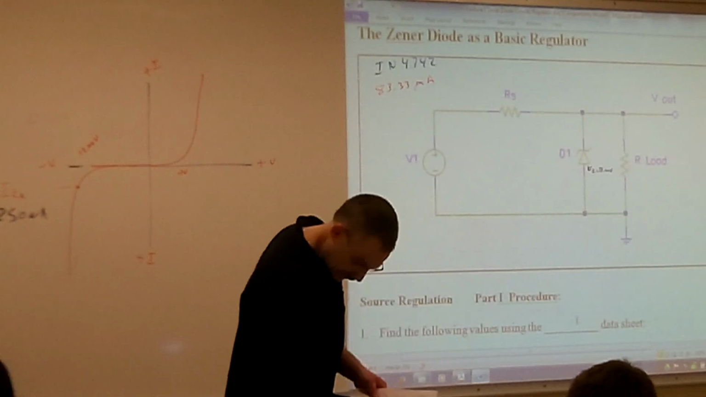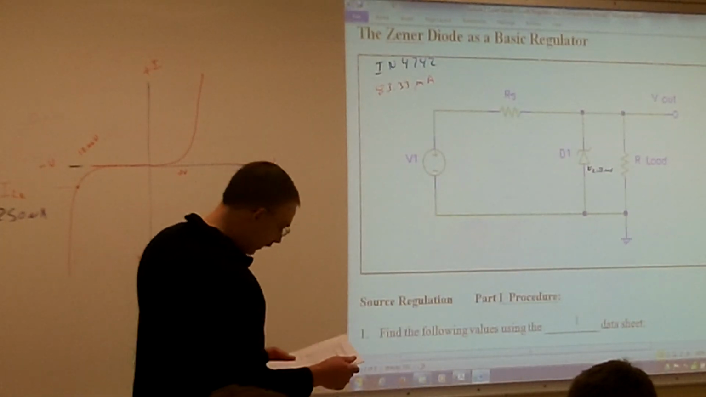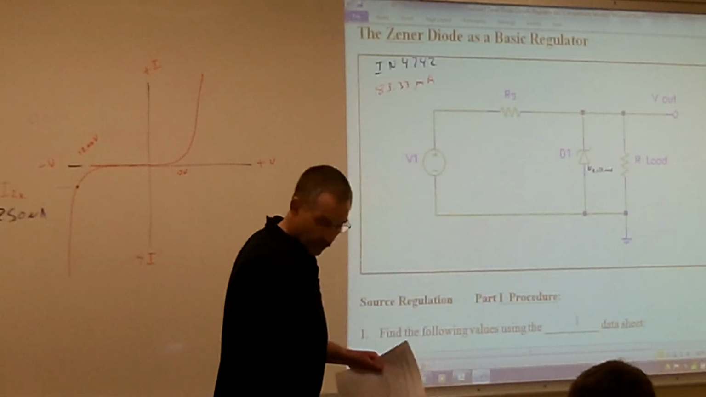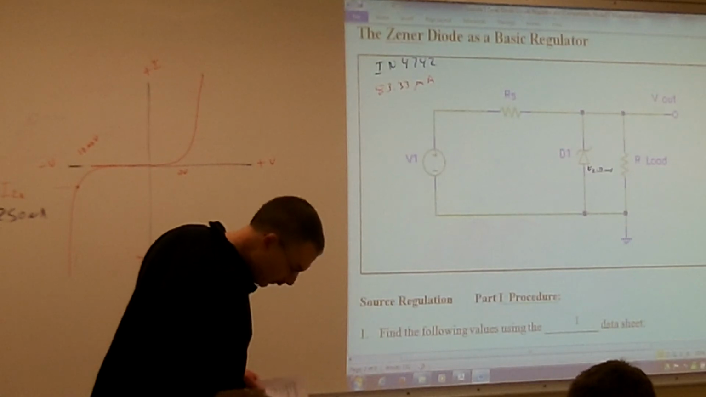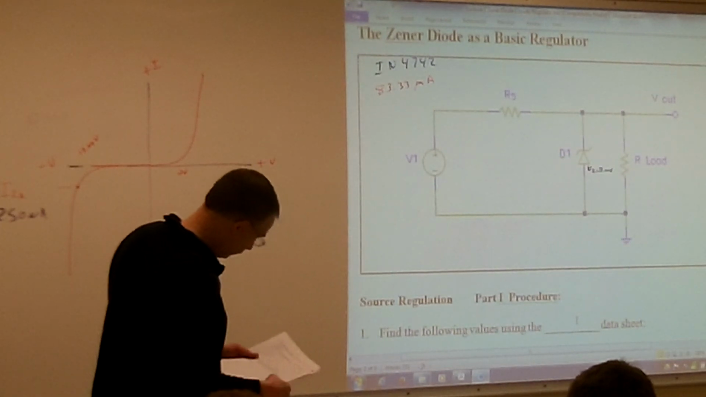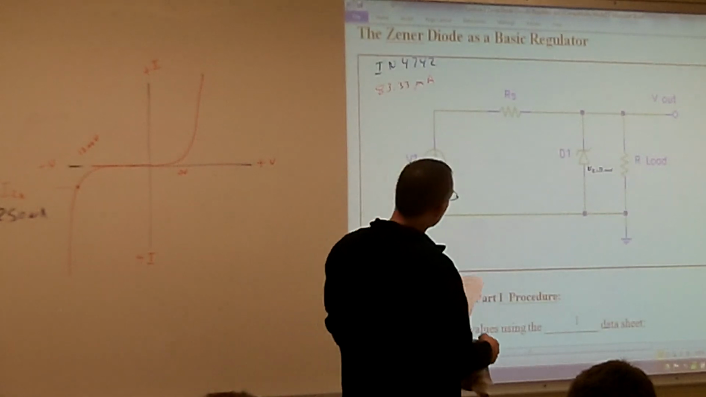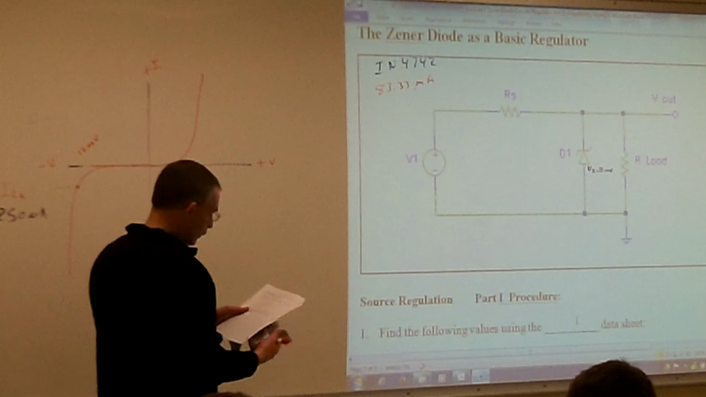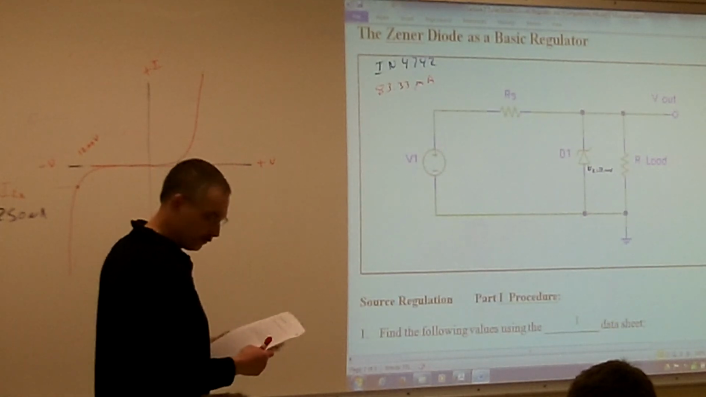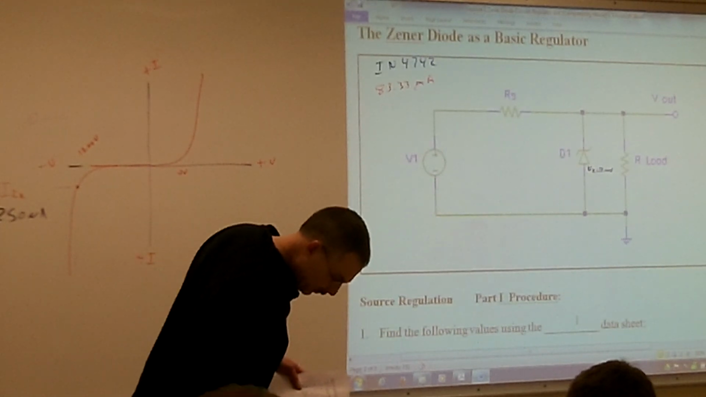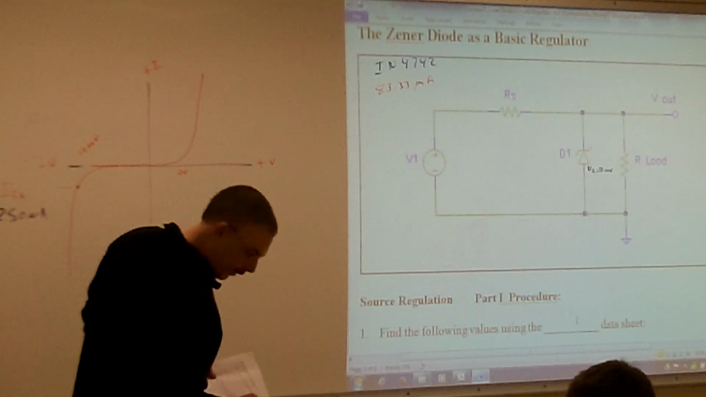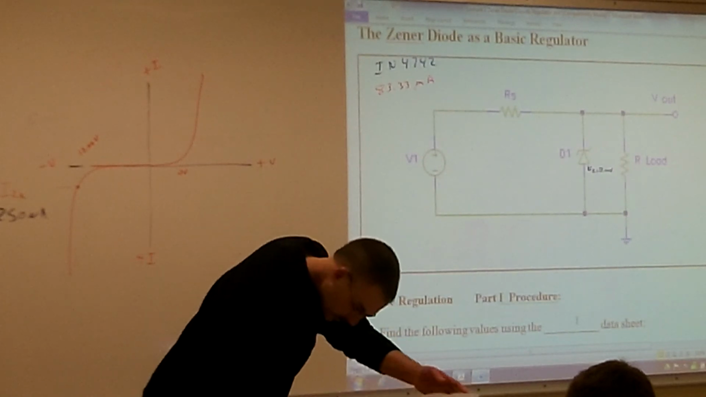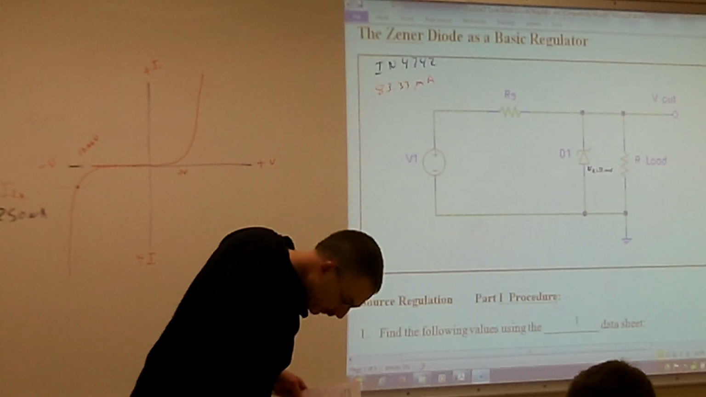All right, so now we're going to go ahead and analyze our circuit here. So we know that we're going to have our 12 volt Zener in here. So our first thing is that we want to know what is going to be our minimum current there of our load.